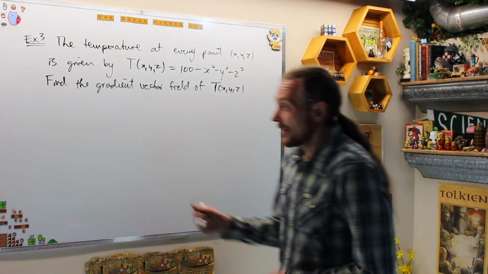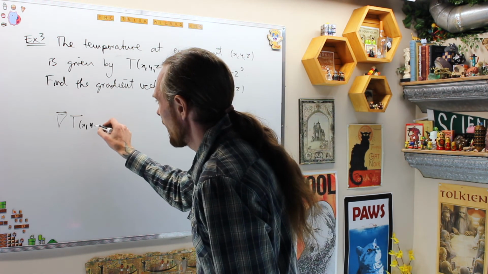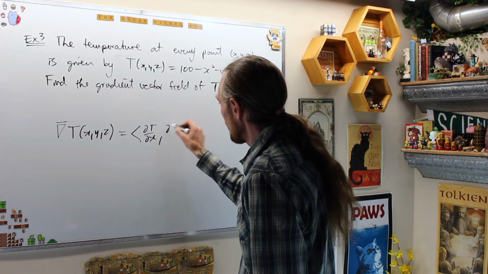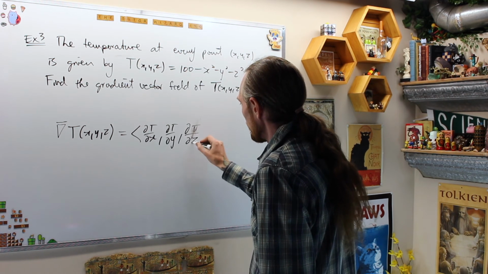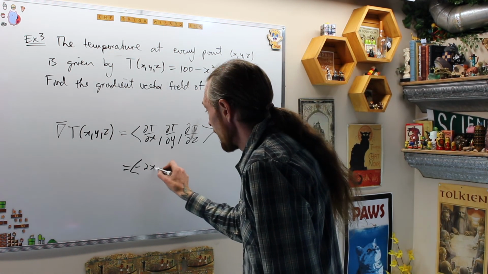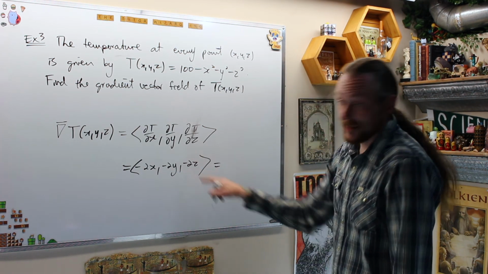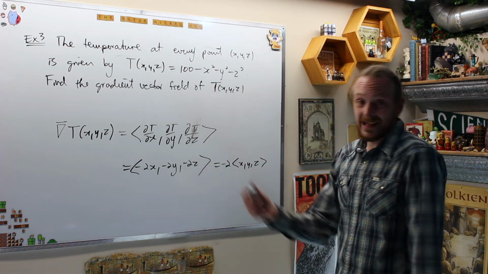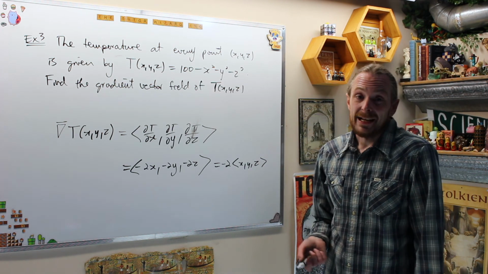Let's just remind ourselves. The gradient vector field of T at a point x, y, z is equal to the partial of T with respect to x, the partial of T with respect to y, the partial of T with respect to z. And that won't be hard to calculate. That gives me specifically negative 2x, negative 2y, negative 2z, which is, by scalar multiplication of vectors in 3 space, negative 2 times x, y, z, which wasn't necessary. But the interpretation of this is the maximum rate of change for this temperature function at every point.